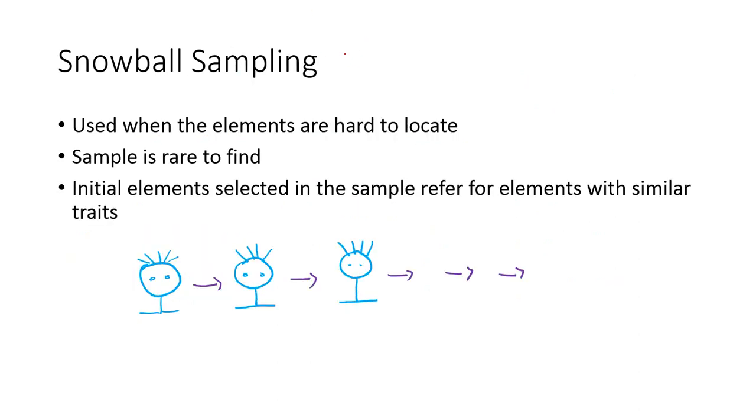The next one is snowball sampling. It's used when the elements are hard to locate. It's very difficult to find out which elements are to be picked. You actually do not know your population very well. In that case, you go ahead with what is known as snowball sampling. The sample is rare to find. So you start with the initial elements, and then the initial elements will refer you to the further elements to be selected in future.